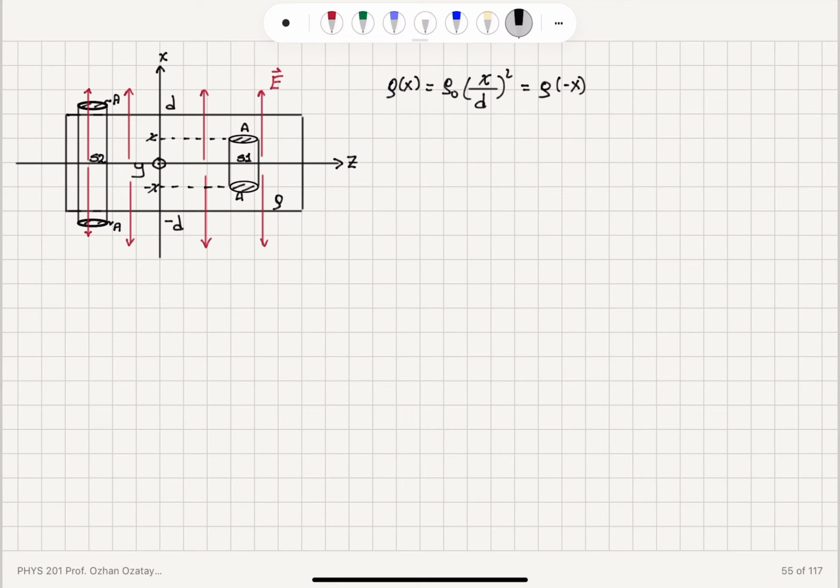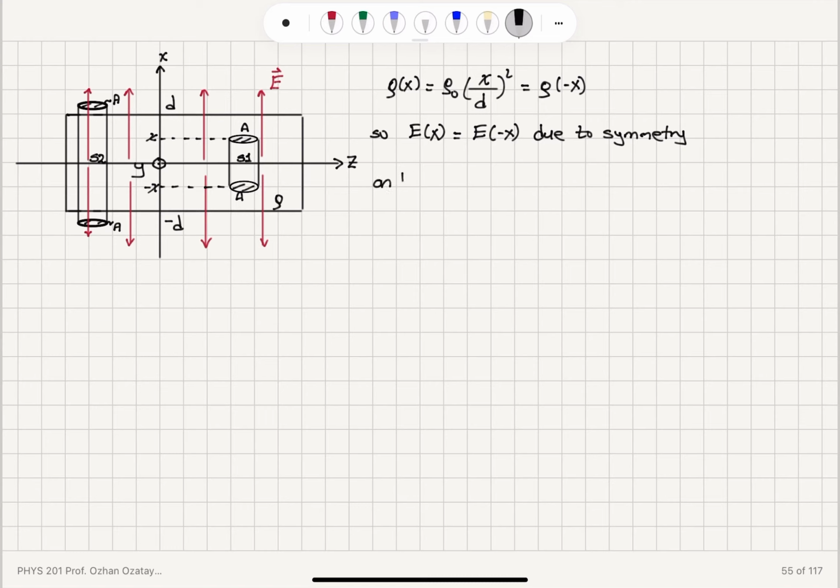So what does that imply in terms of the electric field? Electric field as a function of x is also equal to E as a function of minus x. So the electric field at point x will be equal to the electric field at point minus x because you have exactly the same charge distribution. It's symmetry. So due to symmetry, we have the electric field at point x equal to the electric field at point minus x.